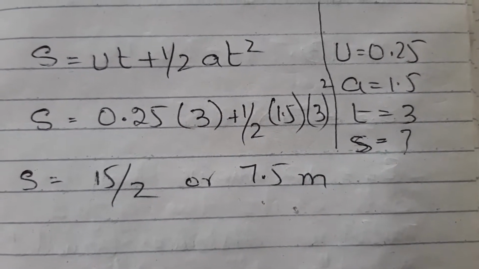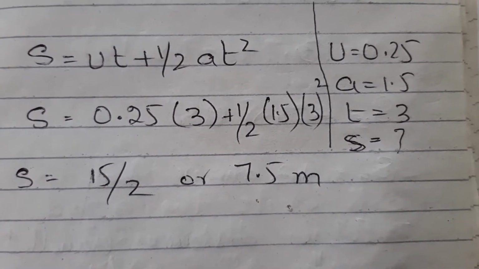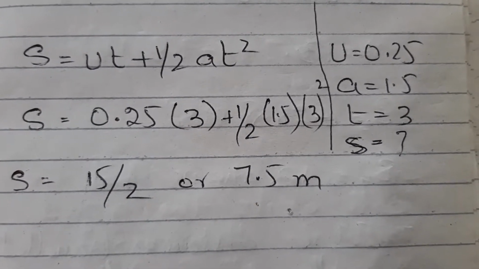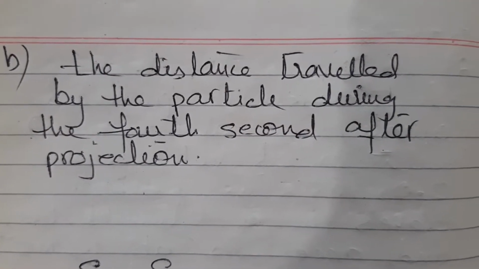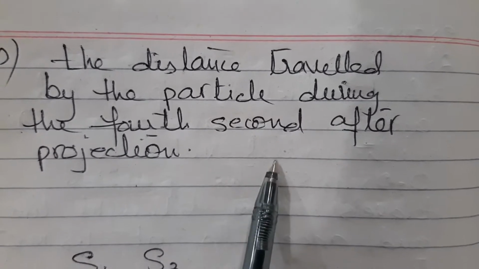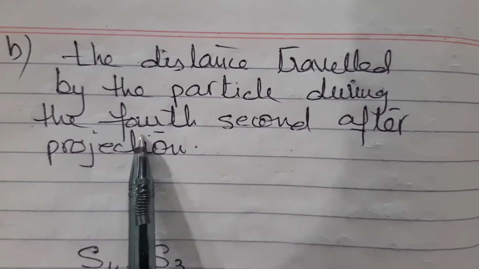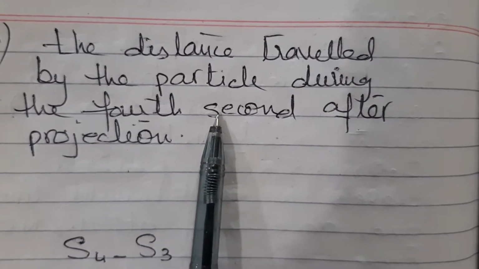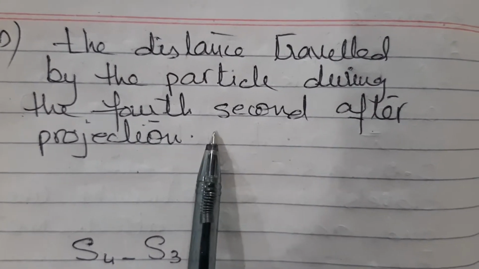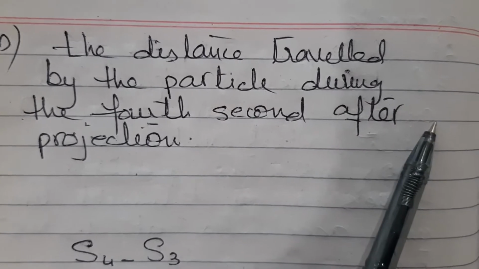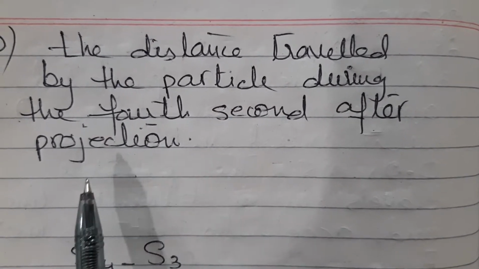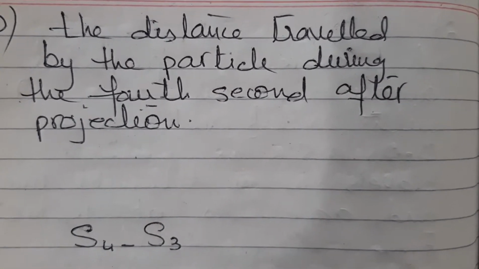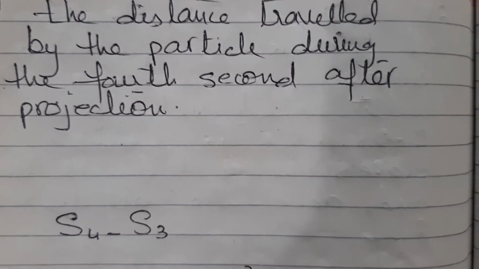This was part A of the question. So again, all the information put down on one side. Okay, so second part of the question is saying how much distance is covered in the 4th second. Now this is very important. 4th second means, can you think about it? It means the distance covered in 4 seconds minus the distance covered in 3 seconds. That is called the distance covered in 4th second.